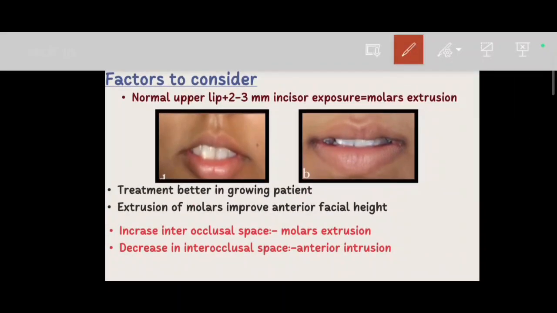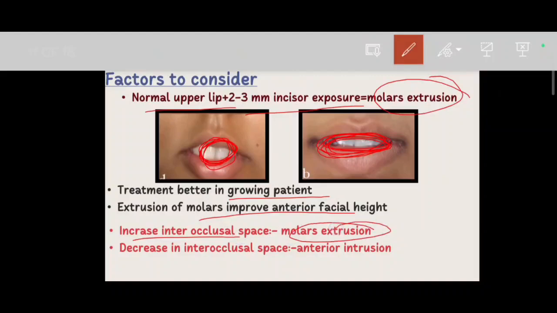Okay. Now the other factor is lip relation. So if the patient has a normal upper lip plus 2 to 3 mm incisor exposure, then we cause molar extrusion. After the molar extrusion, the incisor will be less visible. Treatment is better in a growing patient, and the extrusion of the molar improves the anterior facial height. Here an important exam point is, to increase interocclusal space, molar extrusion will be done, and to decrease the interocclusal space, anterior intrusion is done.